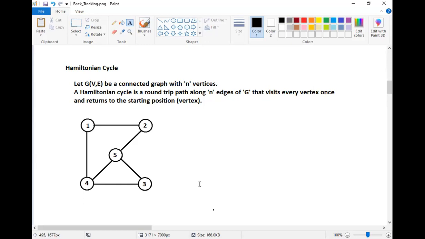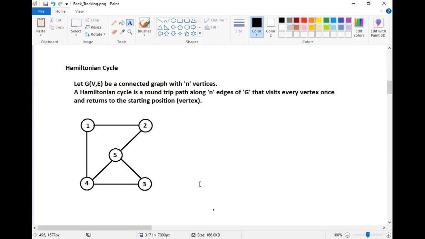Right? Every vertex in the graph, how many times do we need to visit? Exactly once, not more. And at the same time, we should not leave out any vertex. We must visit each and every vertex exactly once, right? Further to that, we have to return to the starting position. The starting position is the first vertex which we have selected.